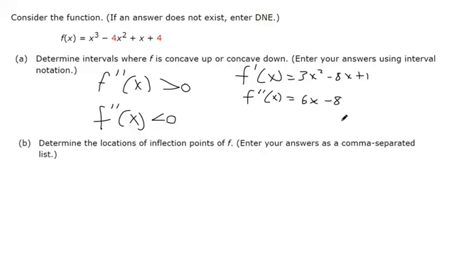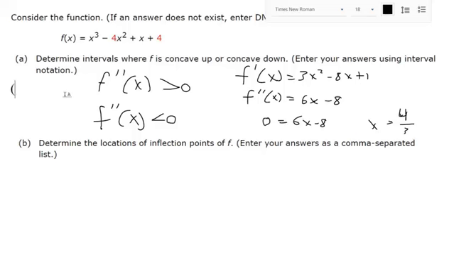So if you set that equal to 0, and you solve, add 8 to both sides, divide both sides by 6, you get x is 4/3. So that's where it switches. That's where it crosses the x-axis. So this thing is concave up when it's positive. So from that graph we sketched, that's 4/3 to infinity. And then it's concave down from negative infinity to 4/3. Okay.